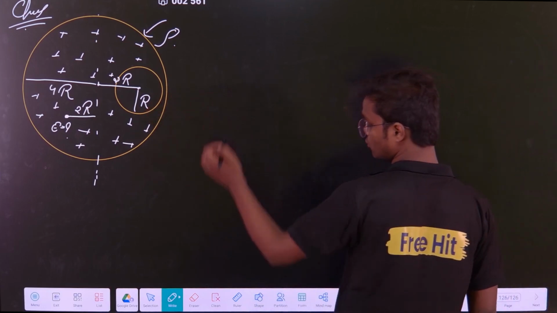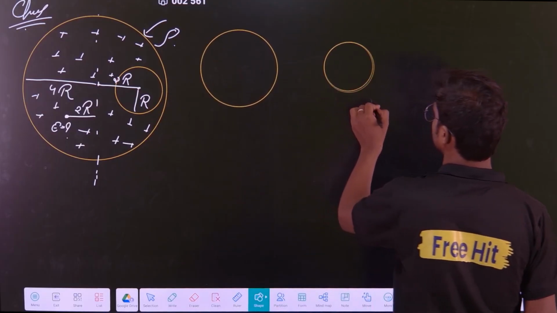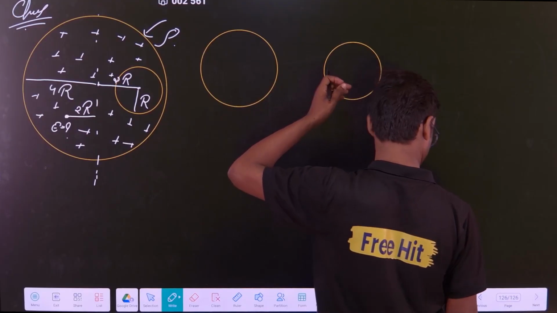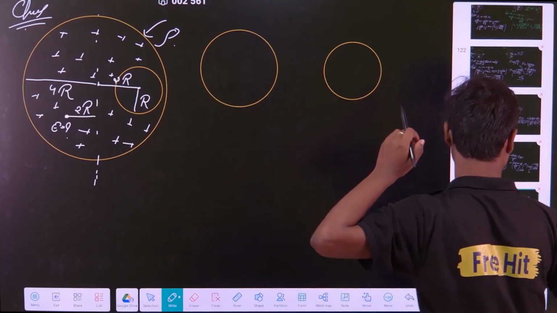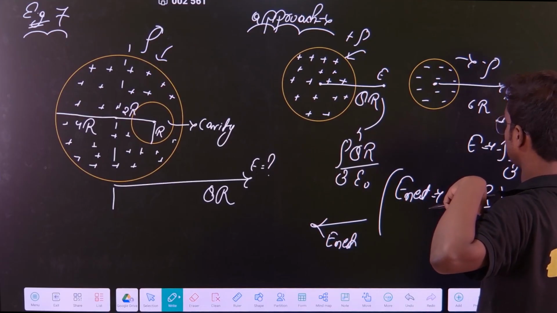Again, we have to break it into two spheres, correct? This is one sphere, this is another sphere. What do you have to do for this now? This one is, I think we have made some mistake here.